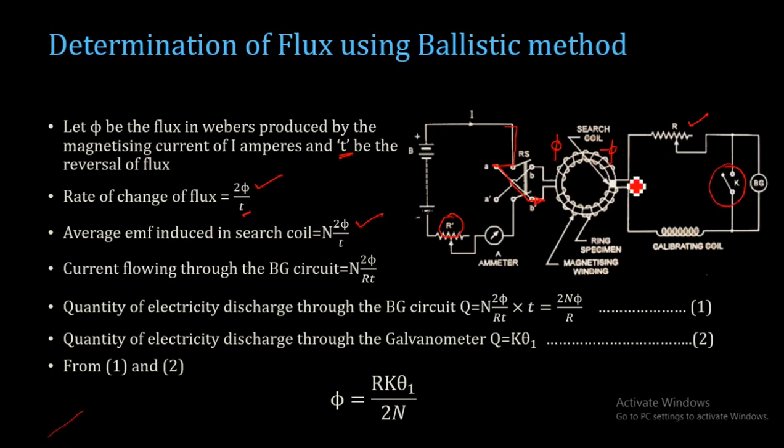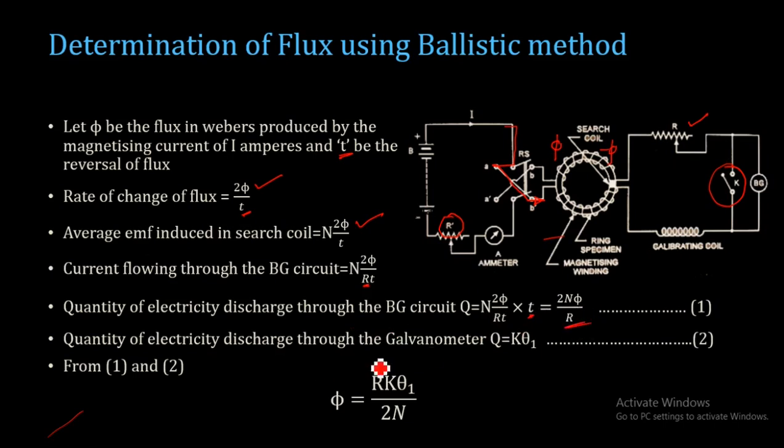Current flowing through the ballistic galvanometer circuit, you are seeing that your key is open. Key is not used now, it will be used in the next experiment only. So the current flowing in the ballistic galvanometer is this average EMF divided by the resistance of the ballistic galvanometer circuit. So we are assuming that R is the total resistance, net resistance in the ballistic galvanometer circuit, and the quantity of electricity discharged into this particular ballistic circuit is given by Q is equal to N into 2 phi by RT into T. So that will be 2 N phi by R.